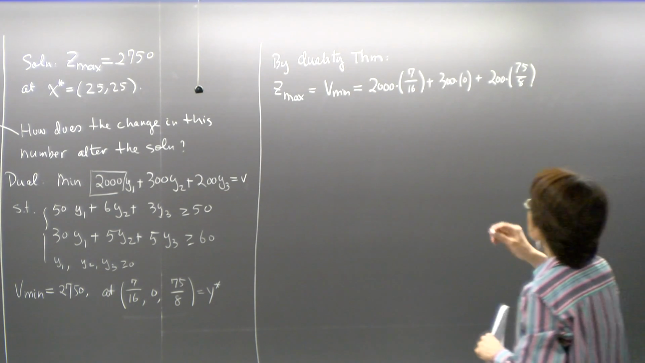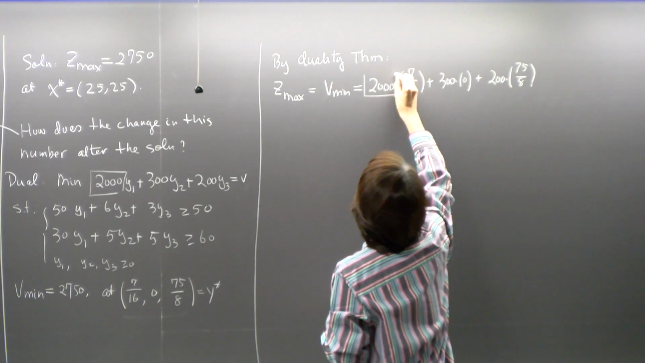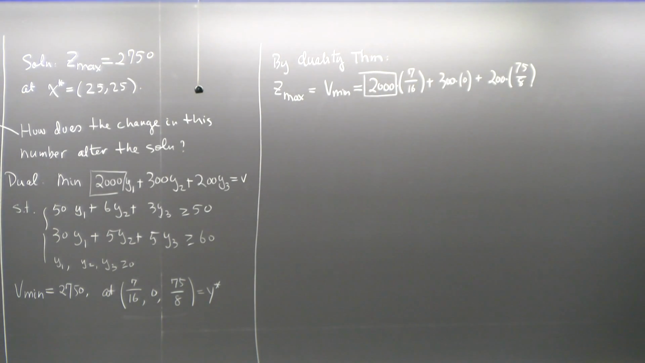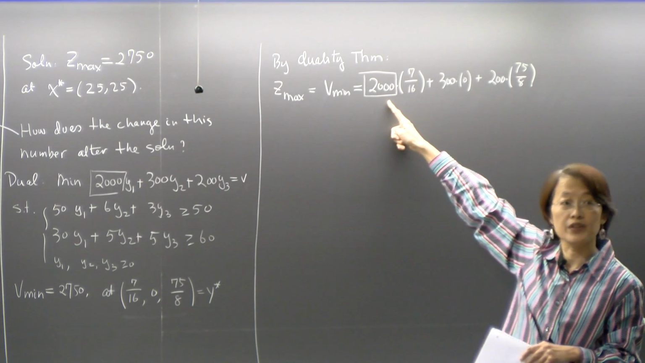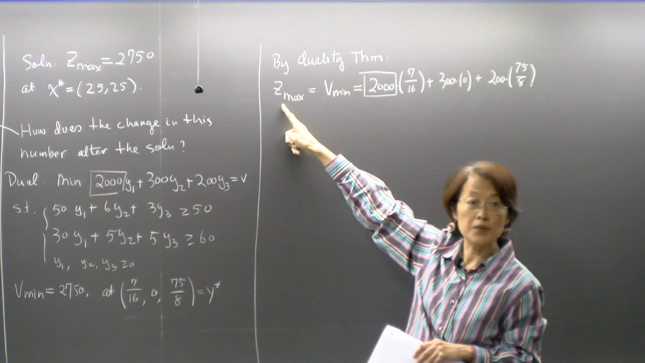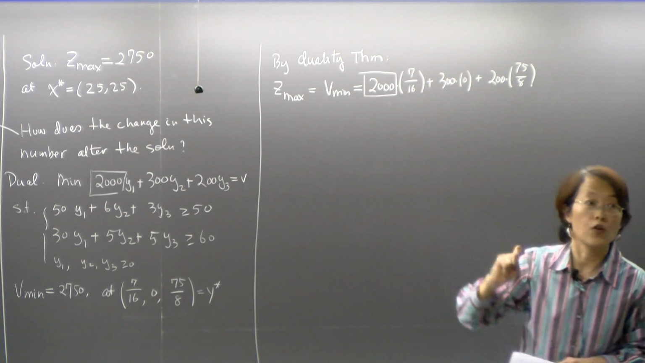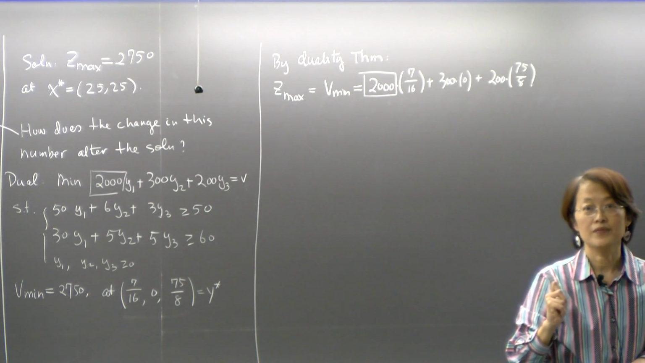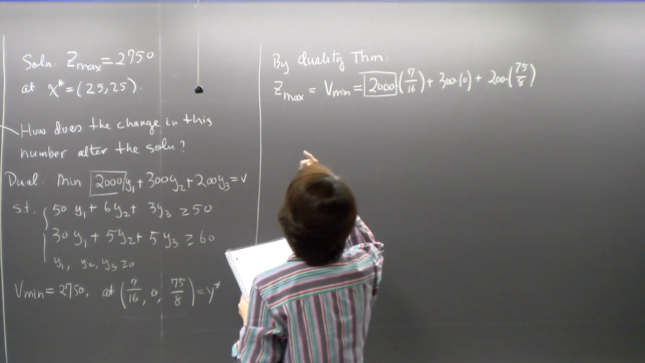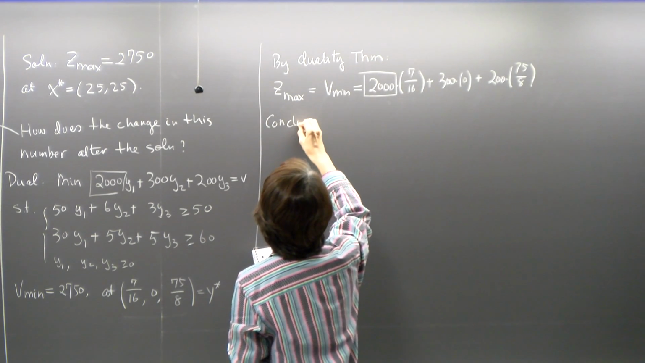Okay, so let's block the one that we are making change. This one, we're not so sure. The value might change. Now, is it clear from this expression how the Zmax will change if I change this 2,000? If I increase 2,000 by 1 unit, how would that change the Zmax? Well, it will change by a difference of 7/16. Is that right? Is it clear? But there's something else. Okay, let me write down. Conclusion.